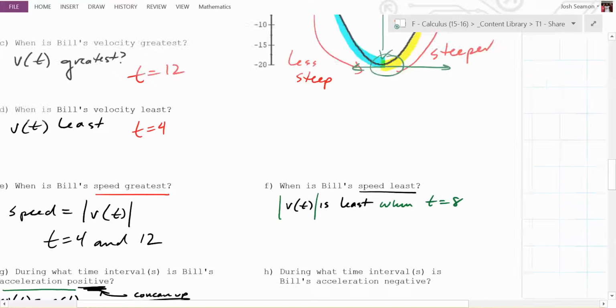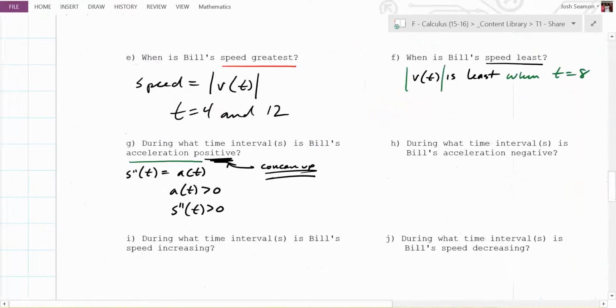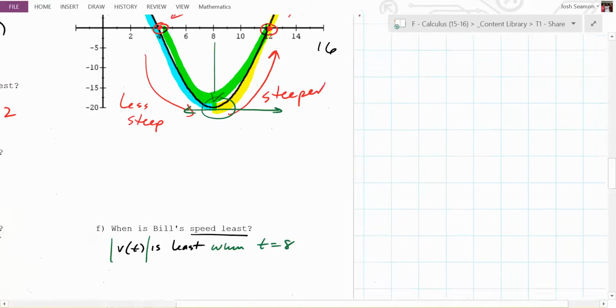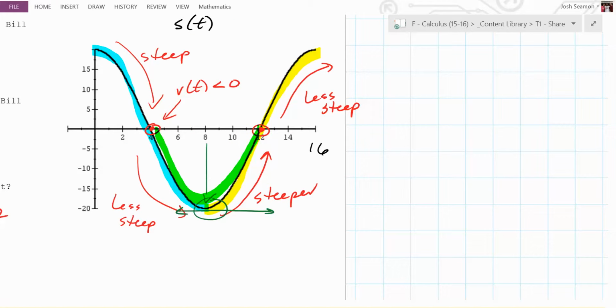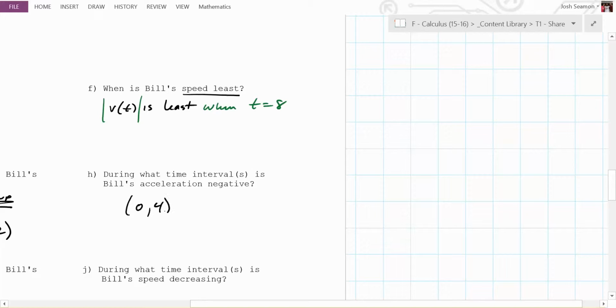So looking at this graph right here, what did I use green for? Concave up. Where does it look like it's concave up? 4 to 12, right. So it's concave up from 4 to 12, so the second derivative is going to be positive from 4 to 12. Where's it concave down? 0 to 4, and where else? 12 to 16. 0 to 4, union 12 to 16. This is when the second derivative is less than 0, which is the same thing as acceleration because they're the same.